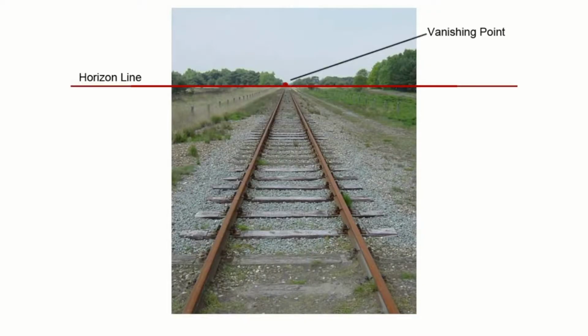The horizon is where the earth meets the sky. That's where the word horizontal comes from. The vanishing point is the point where all things appear to disappear into in one-point perspective.